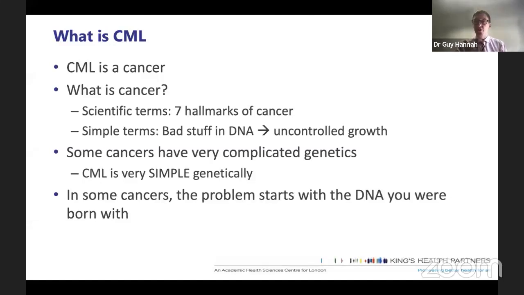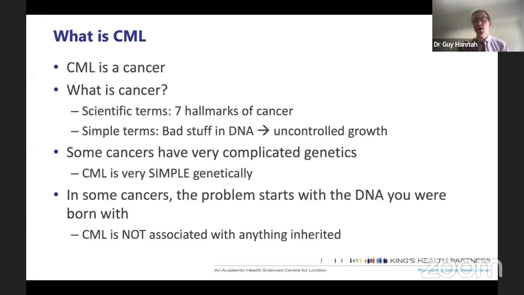In some cancers, the problem starts with the DNA you're born with. You inherit a predisposition to cancer. That is not the case with CML. We tell this to everyone at diagnosis. There's nothing you can inherit which makes you more likely to get CML. Again, it's not the same in all cancers, but we know this is a one-off genetic hit, and therefore it's not something you've done wrong to get. Nothing that you've done, it just happens randomly.